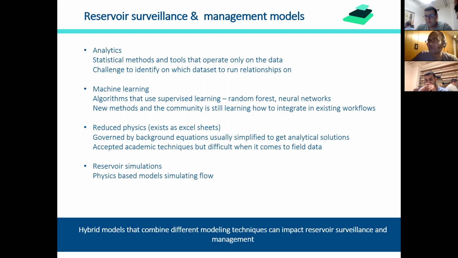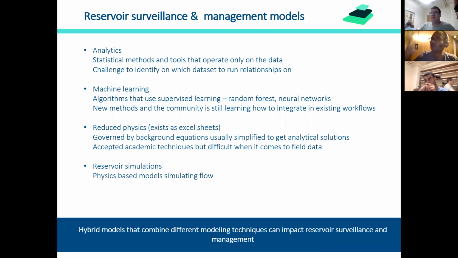Then you have something called reduced physics models. So think about the old models which had some relationships in there, or which had some simplified equations that you had analytical solutions from. So those models typically do exist in our industry. They exist as Excel sheets all over. And what distinguishes them from these other analytics or machine learning is they have some background equations associated with them. So it's maybe a simplified phenomena that you're trying to represent, rather than the entire phenomena, and it has some kind of analytical solutions that are coming in from those equations.